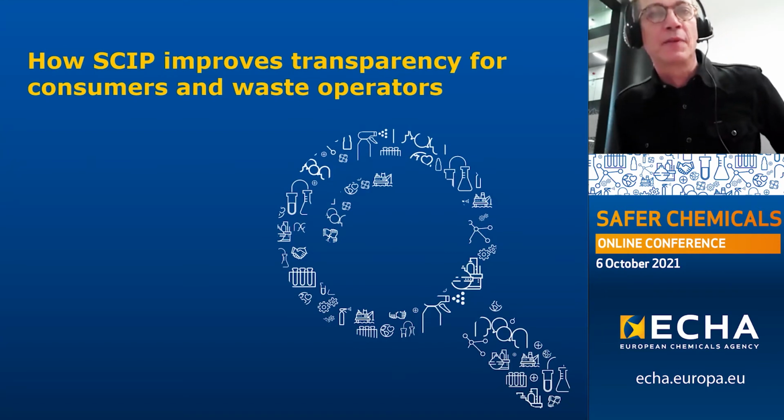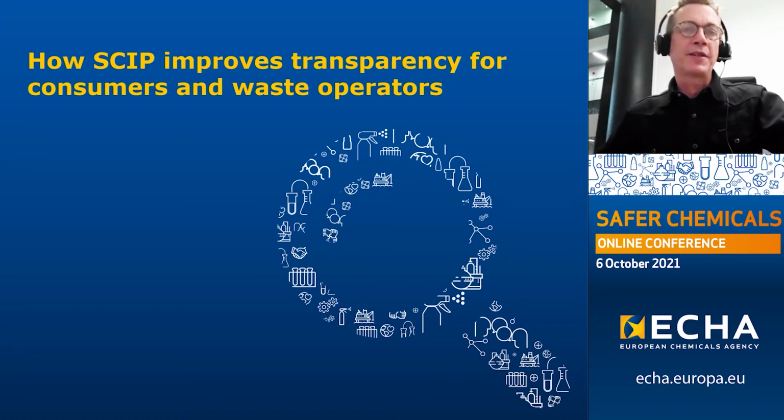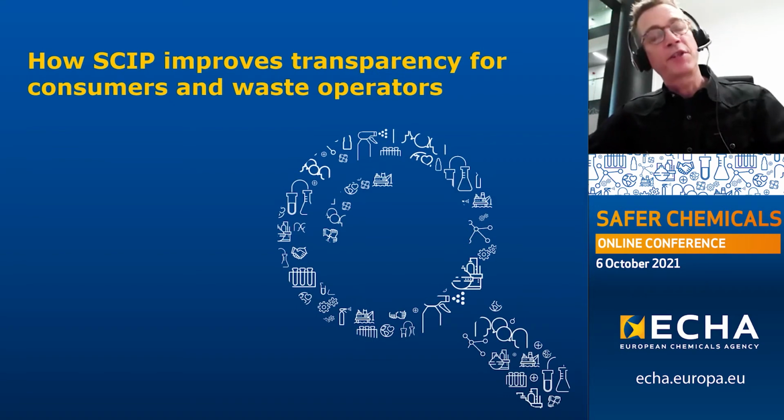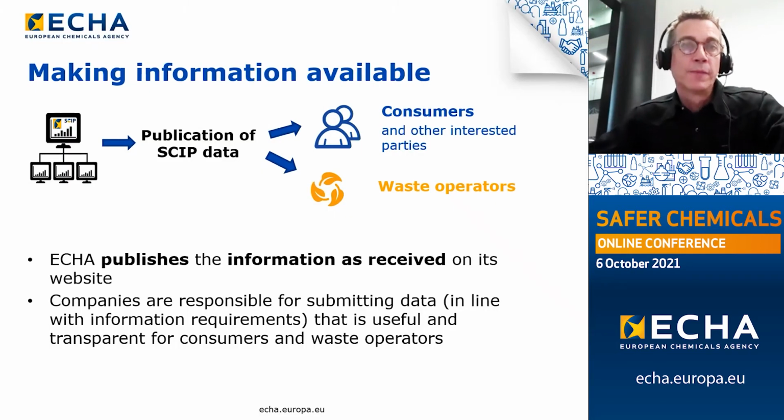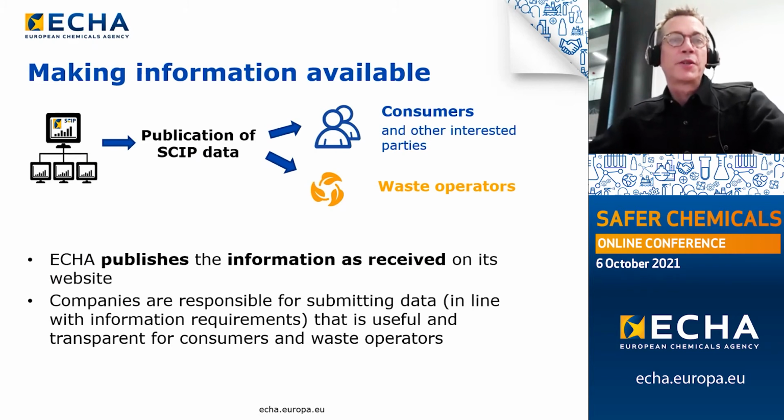So that's about the database itself, high level, the journey in terms of building it, and high level, the response from companies in terms of the volume of files and the number of companies who've submitted. Let's return now to the key purpose of the database and take a look how SCIP improves transparency for consumers and waste operators. So it's all about making information available and publishing the SCIP data towards consumers and other interested parties and towards waste operators. And important to note, of course, ECHA publishes the information as received on its website. So the usefulness of the information, the quality of the file, of course, is dependent on what has been submitted by the company.